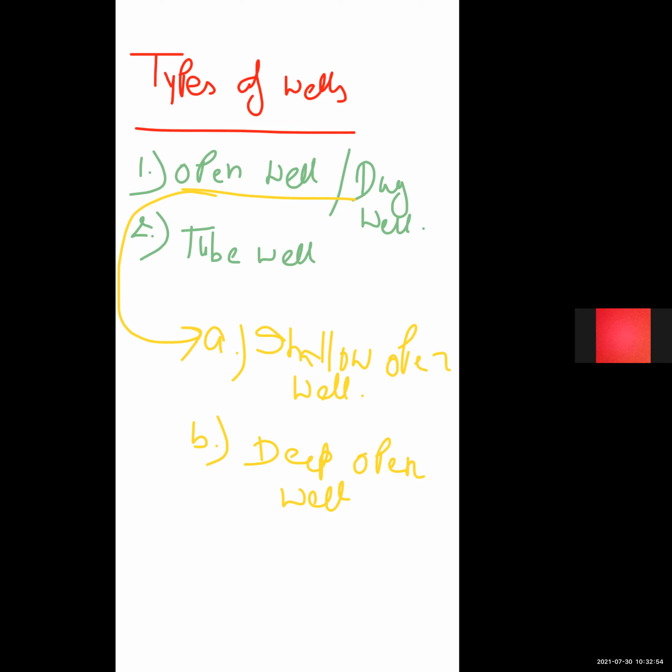This layer may either be continuous or localized, and is generally found in different thicknesses and depths at different places. The nomenclature of shallow and deep dug well is purely technical and has nothing to do with the actual depth of the well. A shallow dug well might have more depth than a deep dug well.